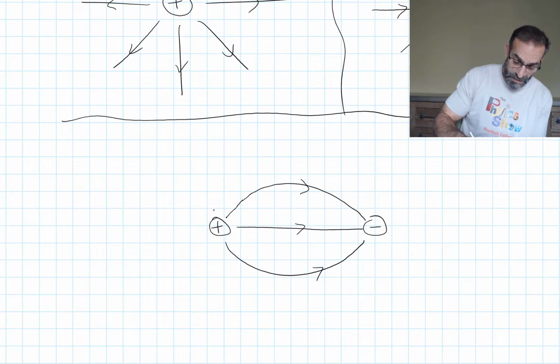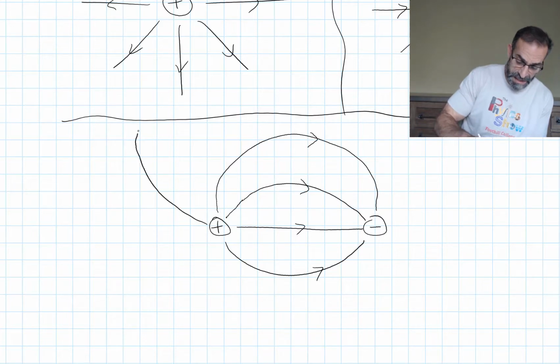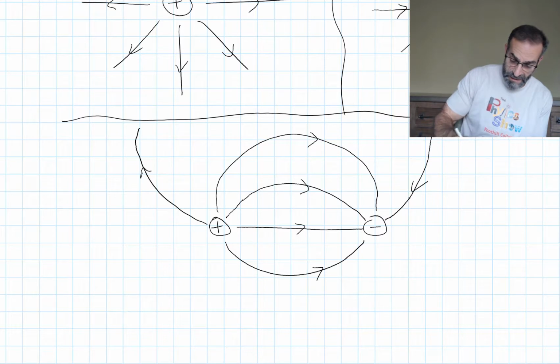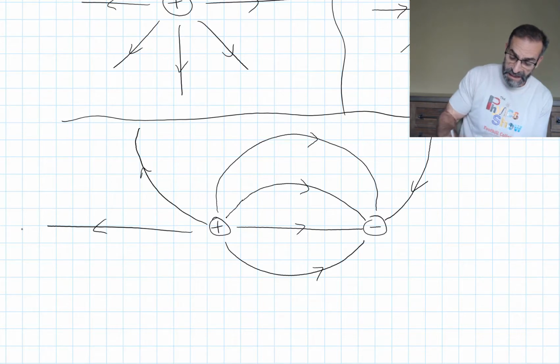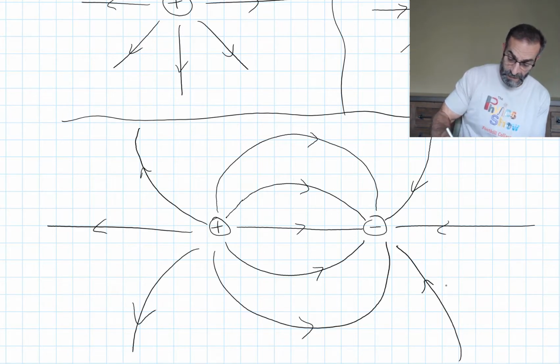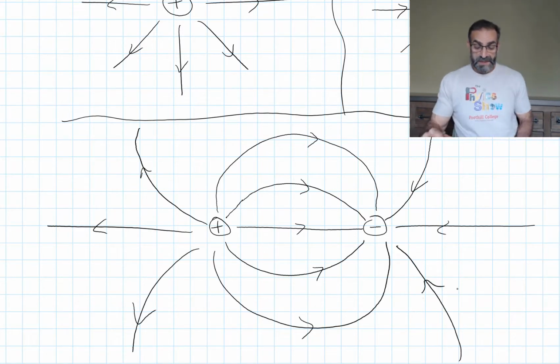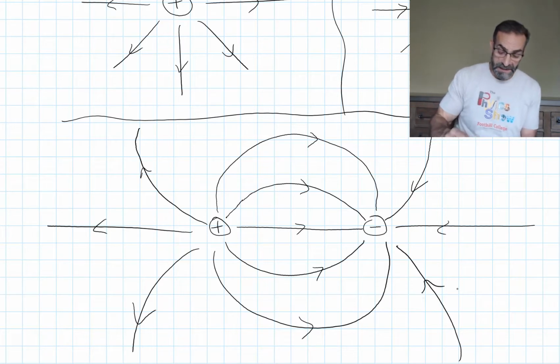And there's probably another one that comes out and loops around like that, and maybe one that comes out and loops in this way. My paper is not big enough to draw that. One that comes out here and goes out to infinity, and one that comes in from infinity and terminates there. Something like that. So our drawing would look something like this.